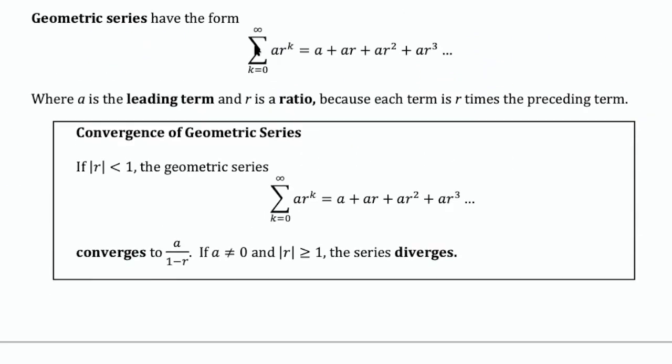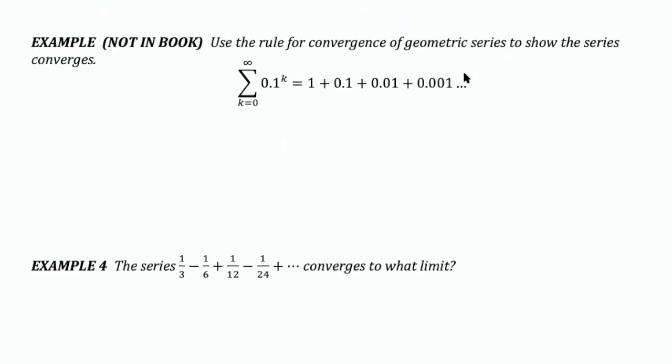Geometric series have to have this form, where you're going to see A, which is known as the leading term, and that will be the first term in the series. And then every other term after that is generated by multiplying by some ratio, which we call R. You can see I just take the previous term, multiply it by R, and I get the next term. Let's skip ahead for a second here.